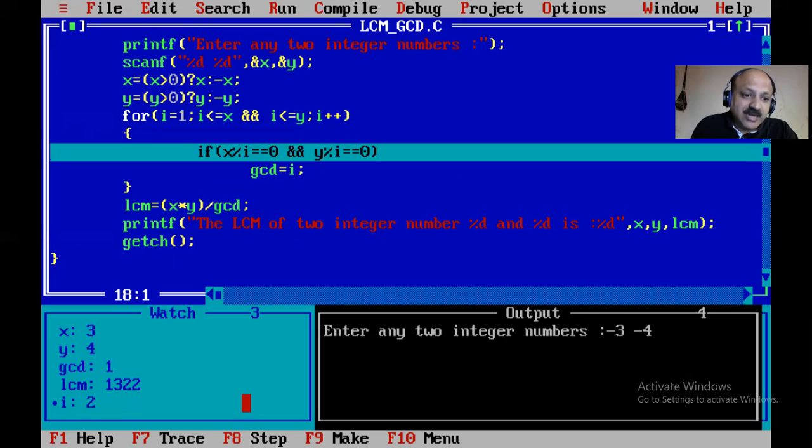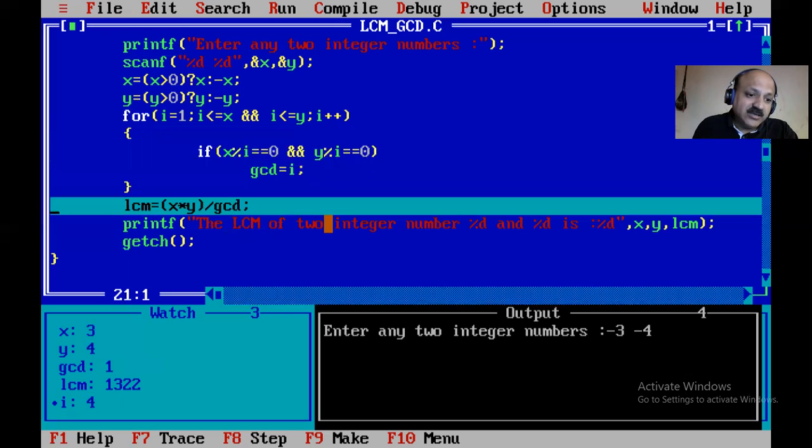Now again, I plus plus, so I is now 2, but that is not possible, which means it is not a common divisor of both. So I modulo, that is not remainder 0, and the operator is AND, so the if condition is false, so that part is not checked again. Then I plus plus, so I is 3. Now 3 modulo 3 gives remainder 0, and 3 divides the other number too, yes, so we can say I is 4, and again the condition is false.